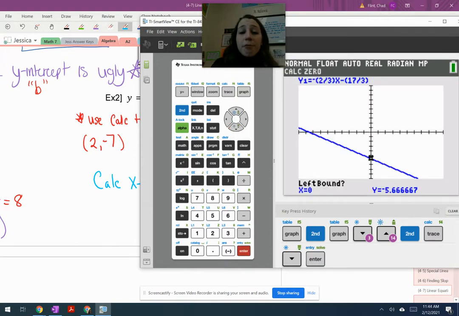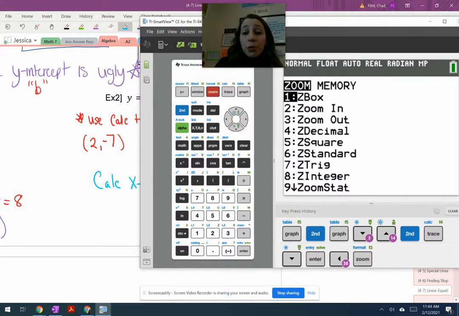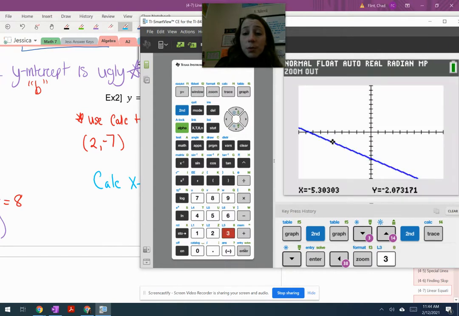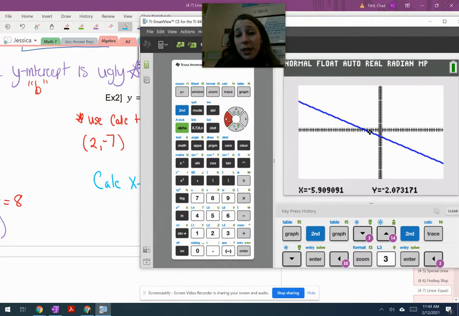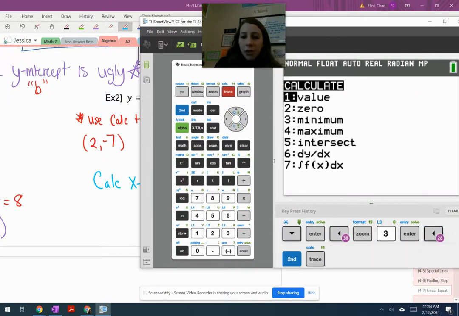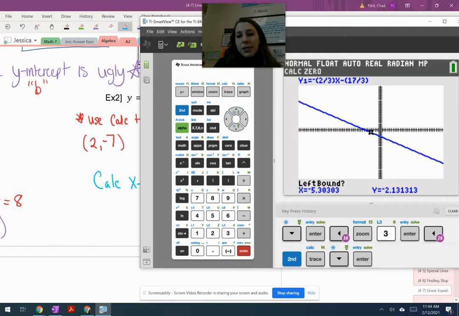Now, remember, left bound means it wants to be to the left of where it crosses that x-axis. And if you ever can't see it on your graph, that's where the zoom feature would come in, where you could zoom out. Then it would be a heck of a lot easier to get to the left-hand side of that equation. Oh, I have to redo calc because I X'd out of it. Once I hit zoom, it took me out of the calculate option. So I have to go back to second trace, choose my calculate zero. Now I can see it says left bound again on the bottom, so I know I'm in the right place.